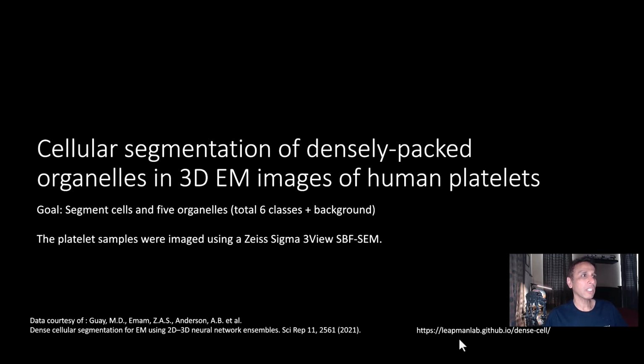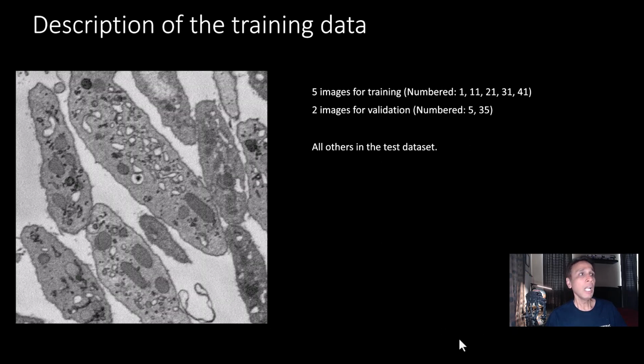So the goal here is to segment cells and whatever the subclasses, organelles you can call them. And these are platelets, and they were imaged using a ZEISS Sigma 3 View by this research group that I'm referencing at the bottom left. Now, how do the images look? As you can see, I should admit, I downloaded this data set and I converted all 16-bit to 8-bit images. I mean, you don't have to, but I did.